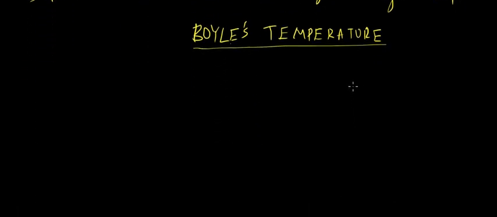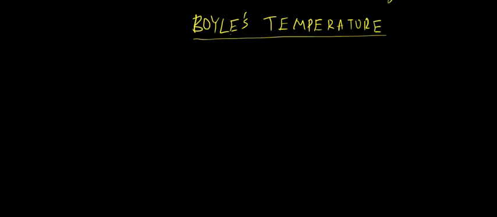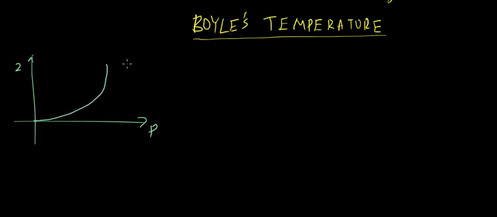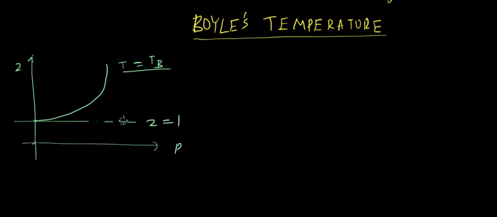Okay, so if we draw the graph of Z and P, again the compressibility factor and the pressure, the graph would be something like this. So this is at temperature equal to Boyle's temperature. Let's say this was Z equals to 1, and pressure is something like here. Now let's take some more examples.